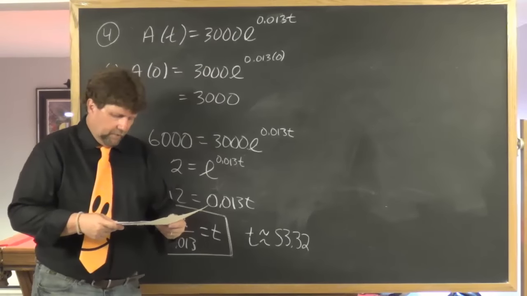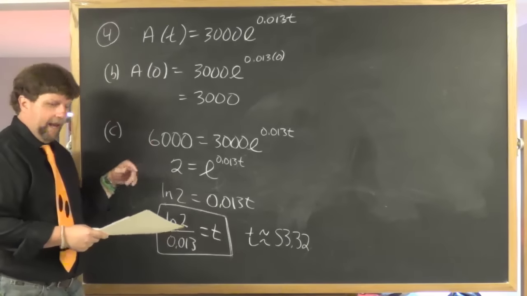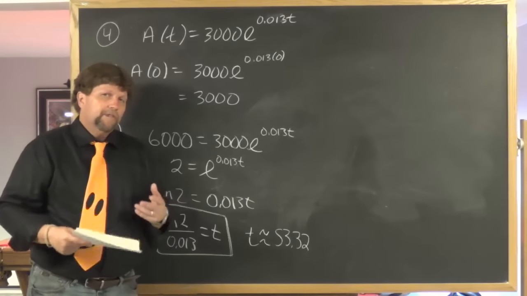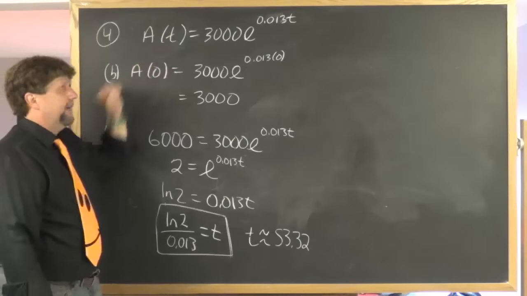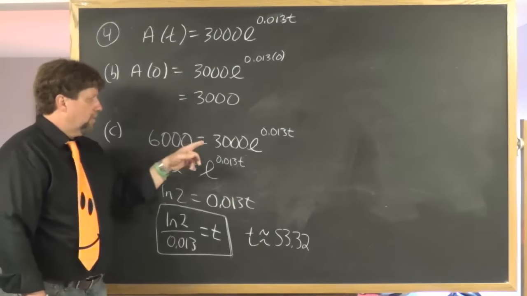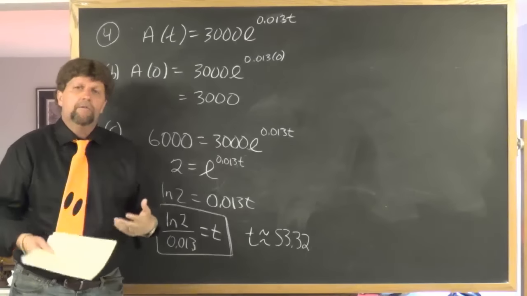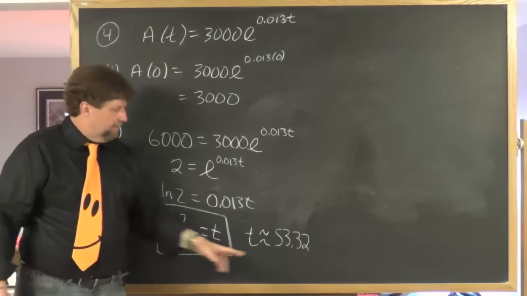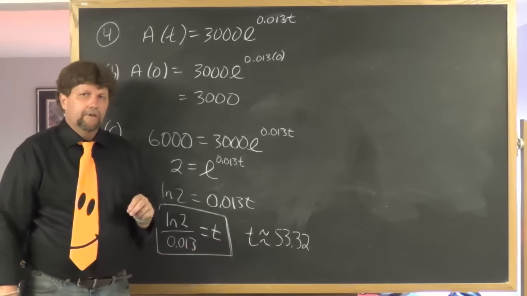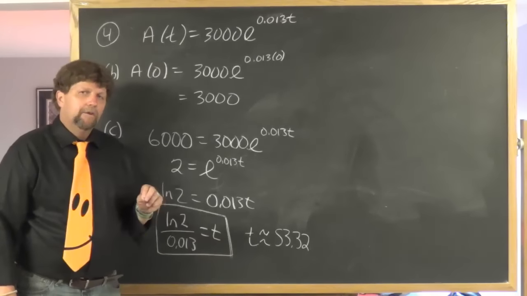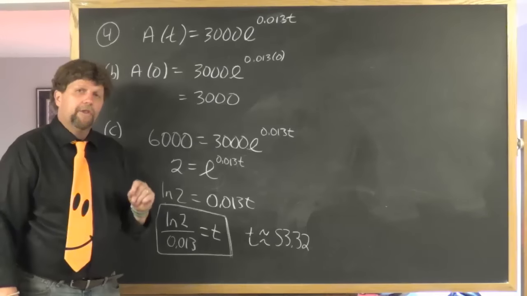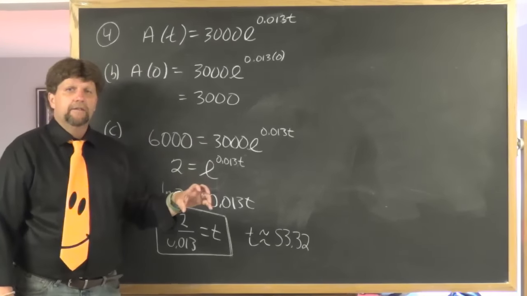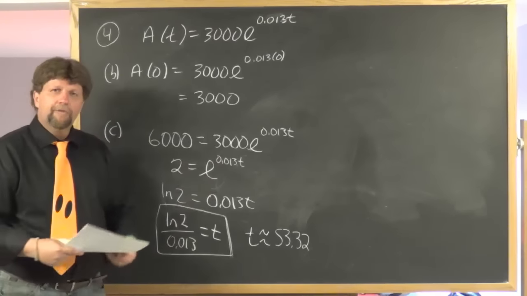Okay, now part D. What does our solution to this equation, A of t equals 6,000, represent? Well, notice we put 6,000 in for A of t. That's twice the amount we invested. That's twice the 3,000. So all this solution represents is that it's going to take about 53.32 years for the money to double. It's going to take about 53.32 years for the initial 3,000 that was invested to grow to 6,000. That's it for number 4.